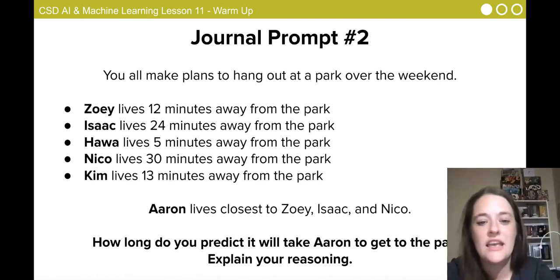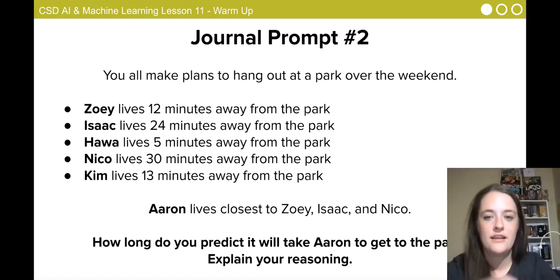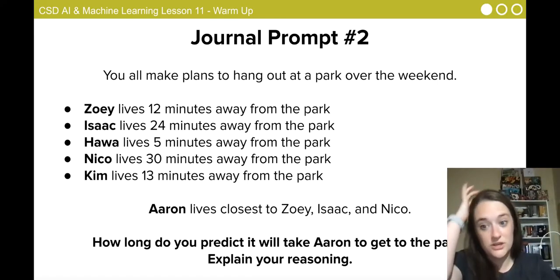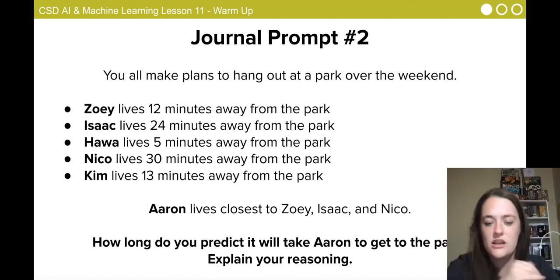Okay. Aaron lives closest to Zoe, Isaac, and Nico. How long do you predict it will take Aaron to get to the park? Explain your reasoning. Now, we're trying to figure out how long it takes Aaron to get to the park. Think about it, explain your reasoning, and then put your response in your journal.